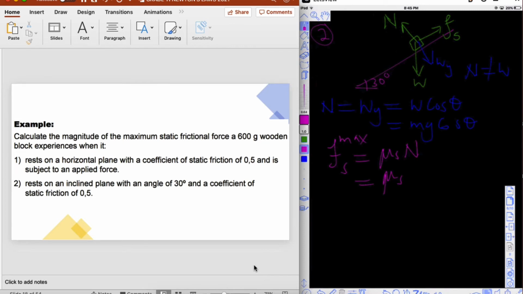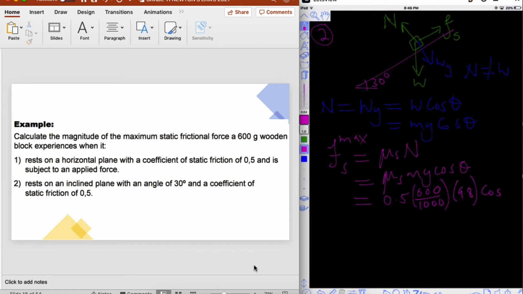In this case it is mg cos theta, and substituting our values, mu s in this case is still 0.5. Our mass is still the same, 600 divided by 1,000 times 9.8. The cosine of theta in this case is 30 degrees, and if we use our calculators, we get 2.55 newtons as our final answer. So I want you to take note of something.